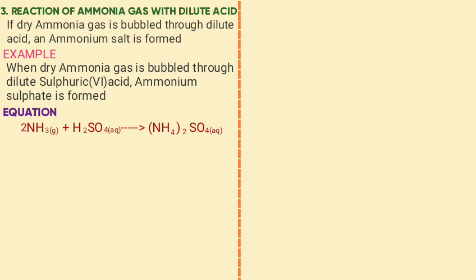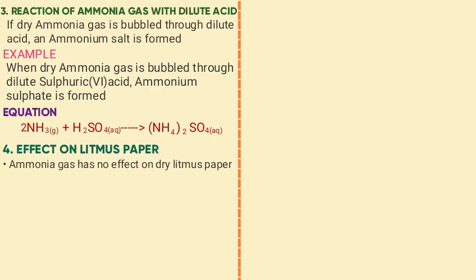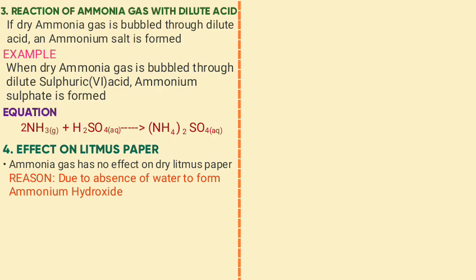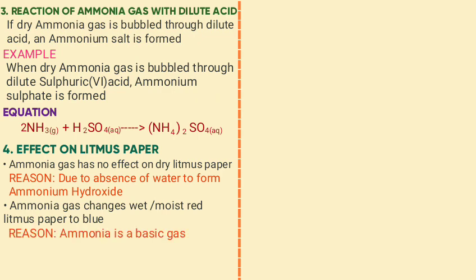The next property is effect on litmus paper. Look at two situations. Effect on dry litmus paper: ammonia gas has no effect on dry litmus paper. Reason: due to absence of water to form ammonium hydroxide. Now look at the next effect on wet litmus paper. Ammonia gas changes wet red litmus paper blue. Reason: ammonia is a basic gas.